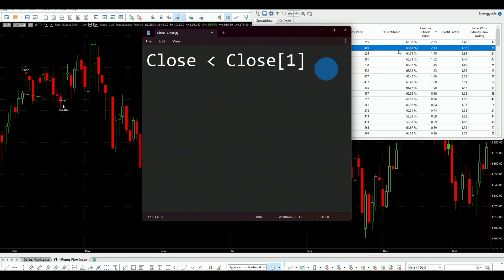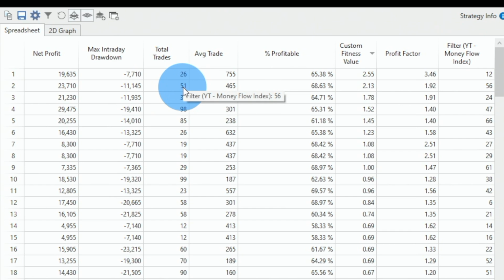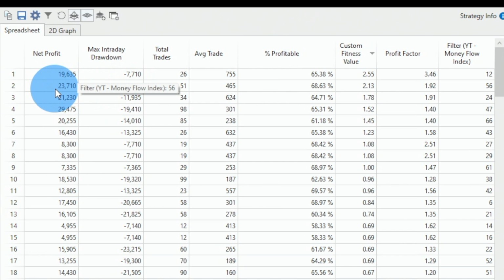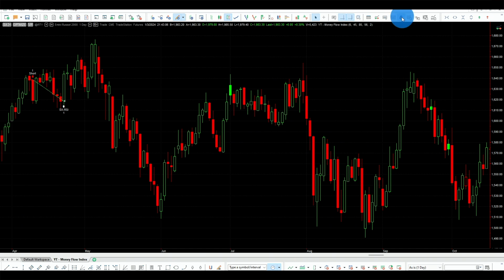And believe it or not, filter 56 is if the close lower than the previous close happened twice in the past week. And this filter is amazing because compared to the original, first of all, we reduce the trades in half, we reduce the drawdown in half, and we double the profits. And it's only the close lower than the previous close twice in last week. So this is an amazing filter. So let's pick that out.